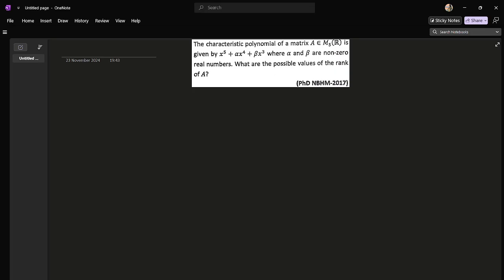We are now solving our National Board of Higher Mathematics previous year questions. This question is from our 2017 paper. The question says that the characteristic polynomial of a matrix A belonging to M5R, that means the set of matrices of order 5 whose entries are real, is given by the characteristic polynomial.